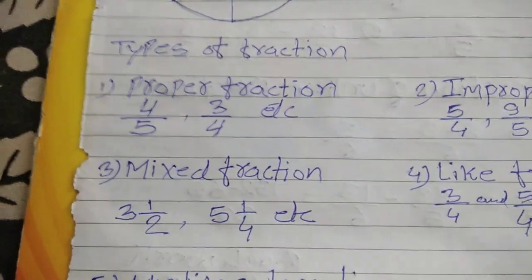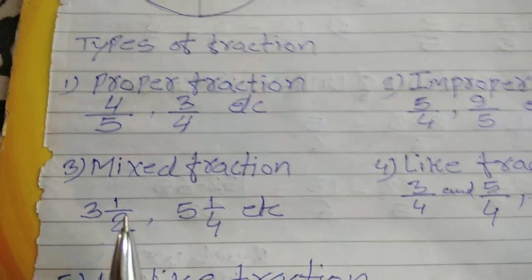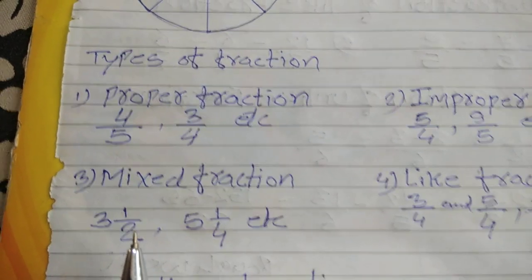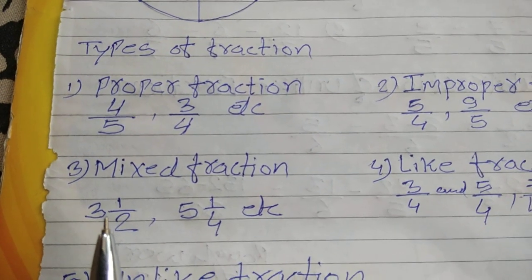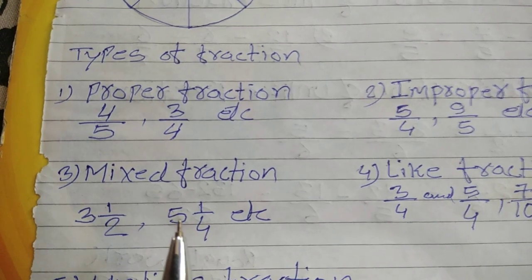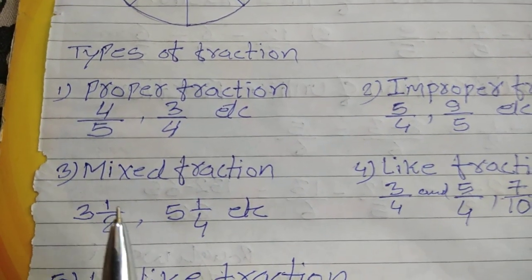Now the next one is mixed fraction. Mixed fraction means a whole number and a part. 3 is a whole and 1/2 is a part. When these two come together, that is called a mixed fraction. Here I have written 5 as the whole number and 1/4 as the part. So 5 1/4. This type of fraction is called a mixed fraction.